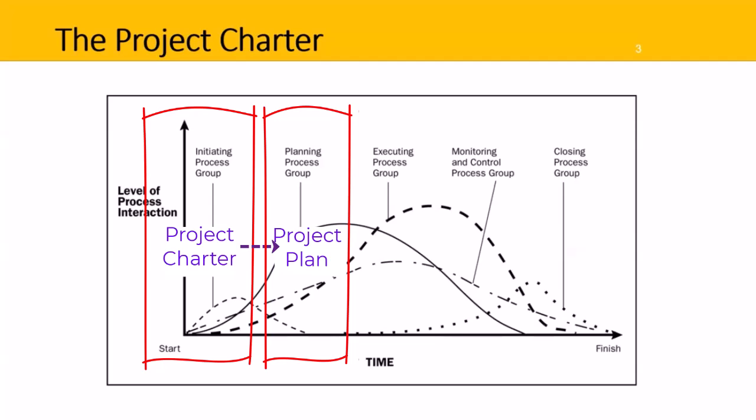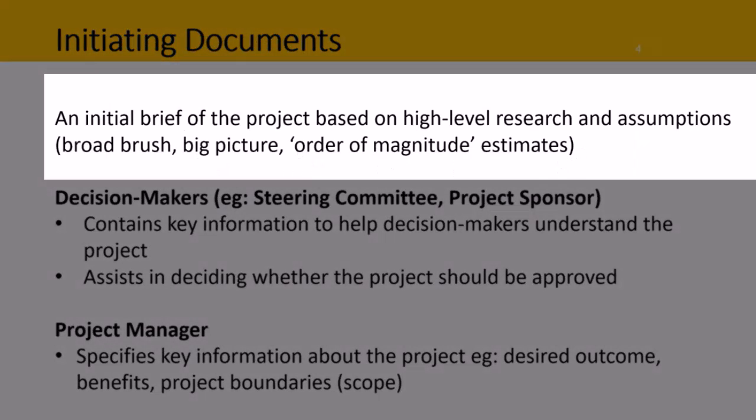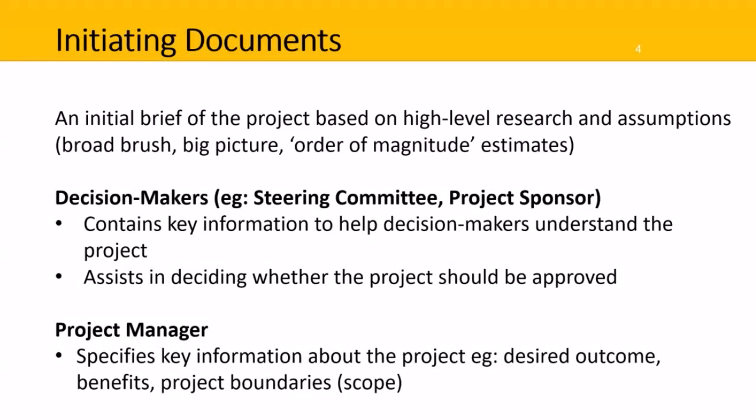So let's find out a bit more about initiating documents. When a project idea is first thought of, an initial brief of the project is usually developed. This could be handwritten or maybe something in someone's mind that they speak about verbally. At this stage of the project lifecycle, simple research is used to understand the project, and any estimates are usually high level or broad brush. So no detailed estimates are usually obtained at this stage. These are done if the project is approved and progresses to the planning stage.